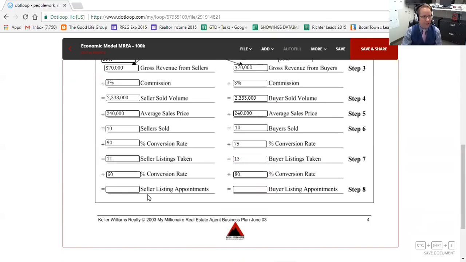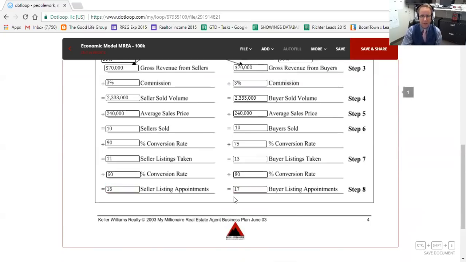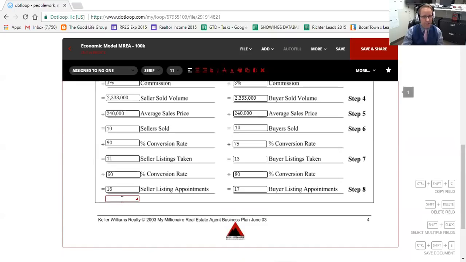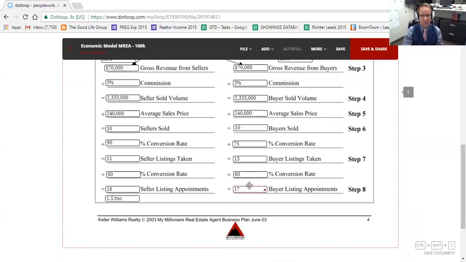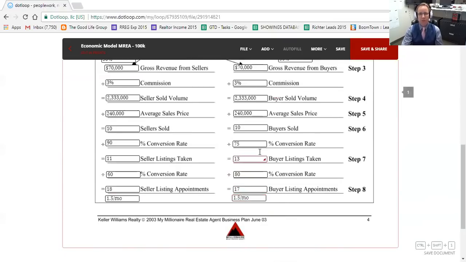When you take these numbers and divide them, 11 listings divided by the 60% tells you how many appointments you actually have to go on. So on the seller side, we're looking at 18. On the buyer side, we're looking at 17. That's 35 appointments in a year. If you divide that by 12, you're looking at roughly 1.5 seller listing appointments per month. And on the buy side, slightly different, but again roughly 1.5. So 1.5 appointments per month is all you need to go on to hit that number.